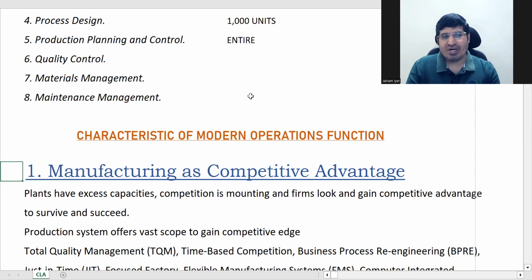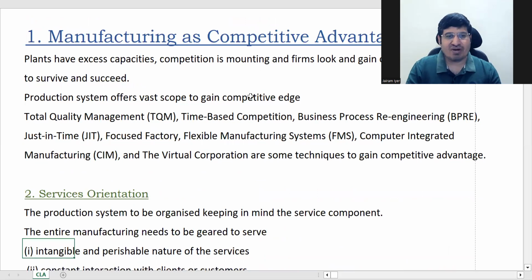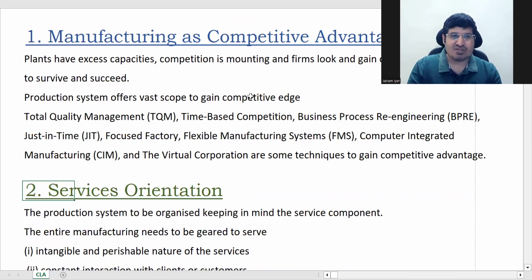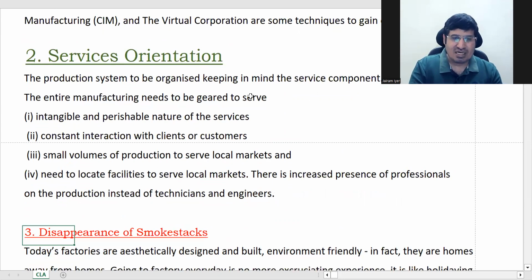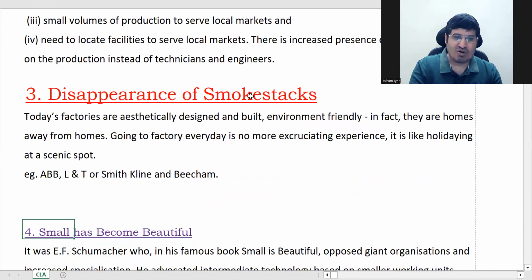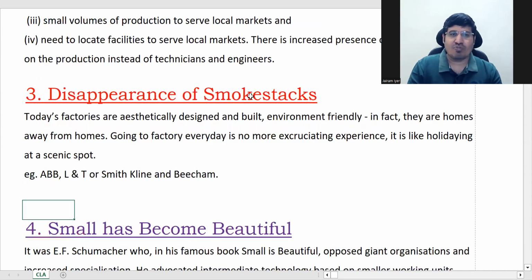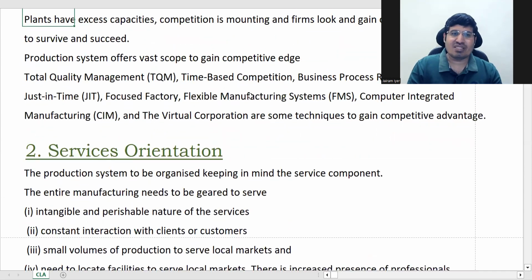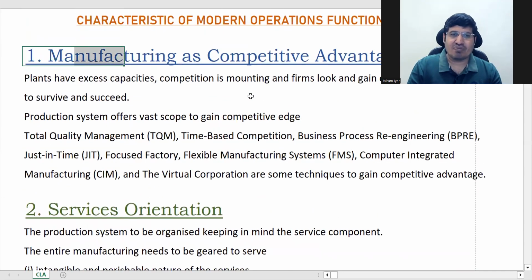So one is manufacturing as a competitive advantage. There are 4 points in this. ये 4 point हमको देखना है क्या क्या है. One is manufacturing as a competitive advantage. Second is services orientation. Third is disappearance of smoke stacks. And last is small has become beautiful. These are the 4 points. Once I take you through this, you just have to remember the main headings, and you will be able to write whatever is under it. So, characteristics of modern operating functions.